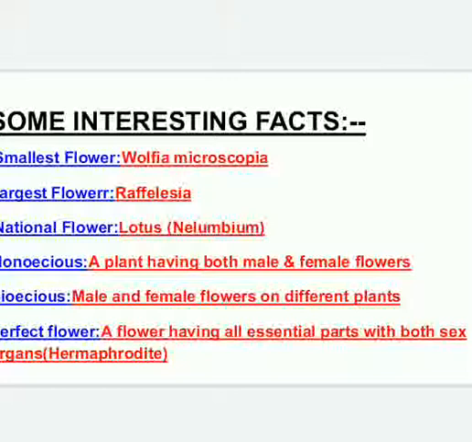And the third is, flower is called the hermaphrodite or the perfect flower if all the essential parts, that is both the sex organs, the stamen and the carpel, are present in the same flower. It is called the hermaphrodite.